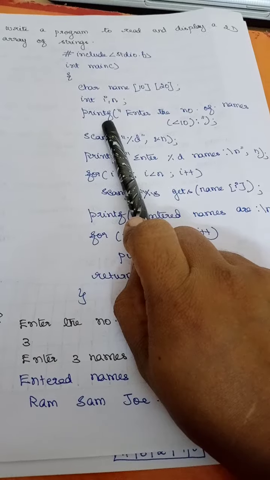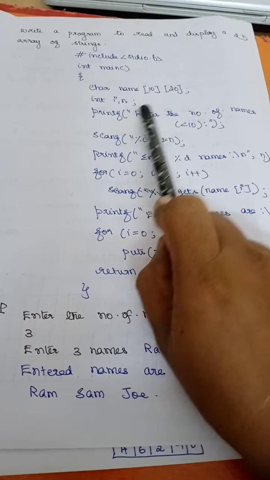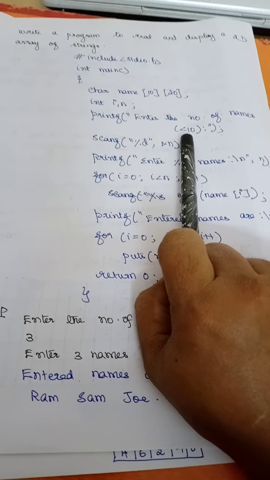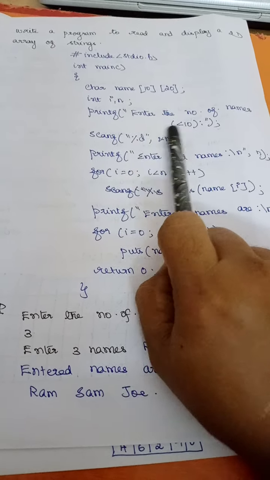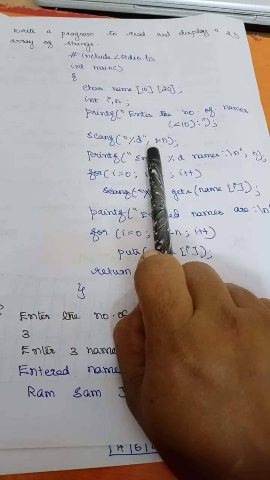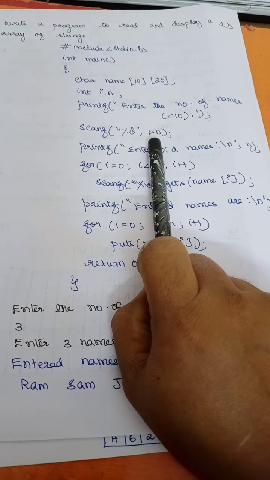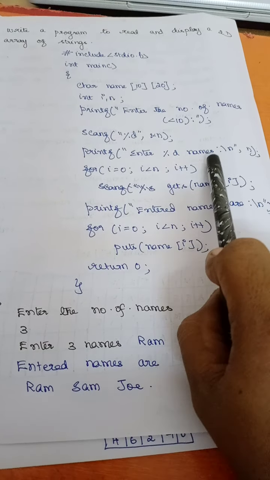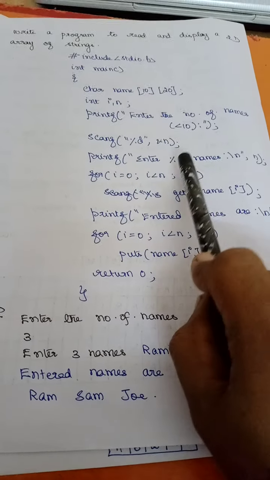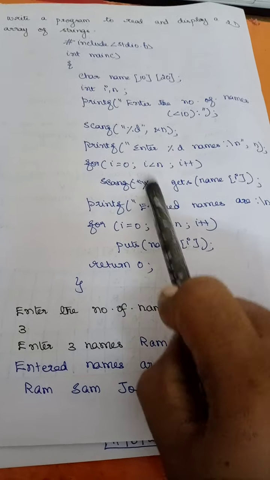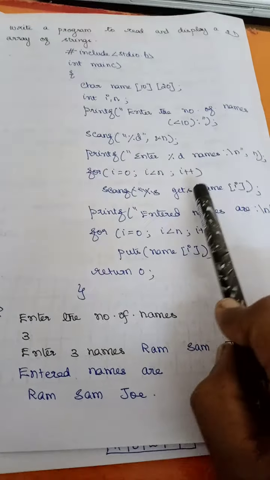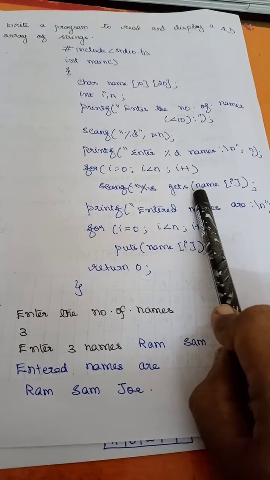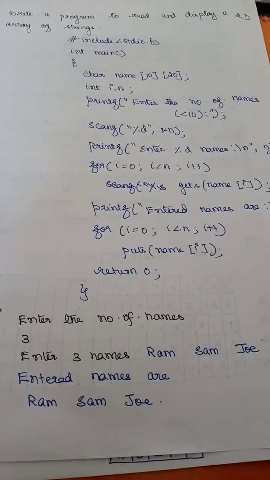Int n. Now here I am asking the user to enter the number of names, because I have only 10, so the maximum is 10. scanf("%d", &n). So here I am reading the number, right? printf("Enter the %d names"). That means n number of names I can read from the user. So I am using the for loop, and I am reading using gets, and whatever I am reading, I am going to store it in the array.